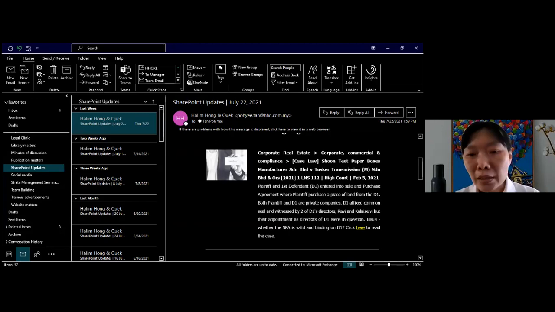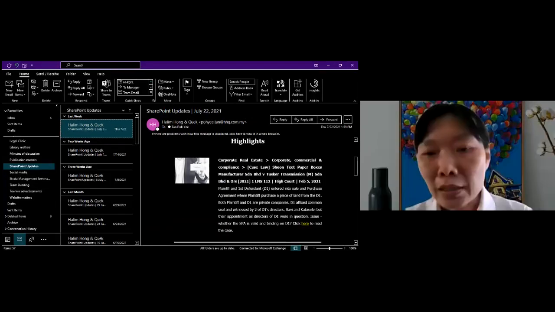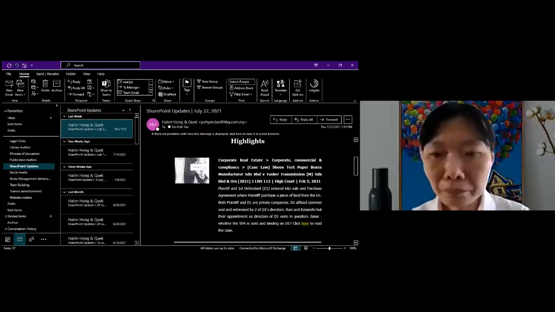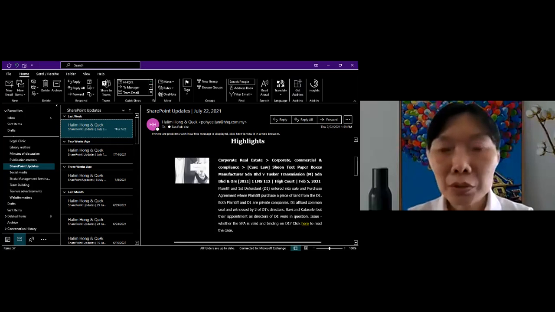The last one was on July 22nd, which is last Thursday. I highlighted one of the cases, which is the first that you see here: Shuntit Paper Boxes Manufacturer Sdn Bhd against Tasker, 2021 High Court case. So today we will zoom in on this case. I will share another slide, another material.